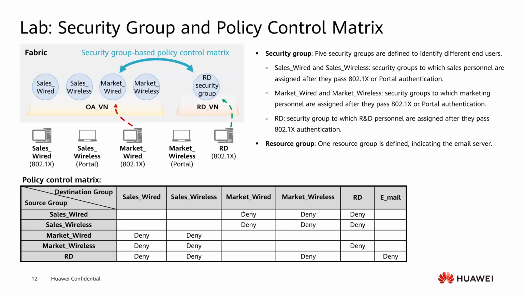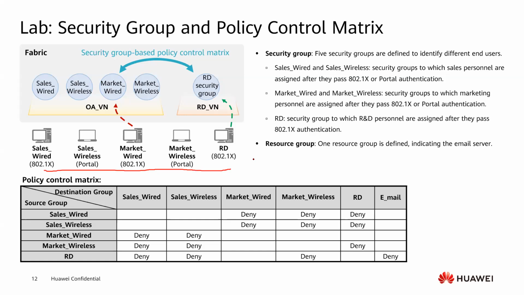And because we have 5 kinds of users for the sales wireless, market wireless, and RD, so we need to create the dynamic security group for them to authorize this security group after they pass the authentication. So these 5 are dynamic security groups.